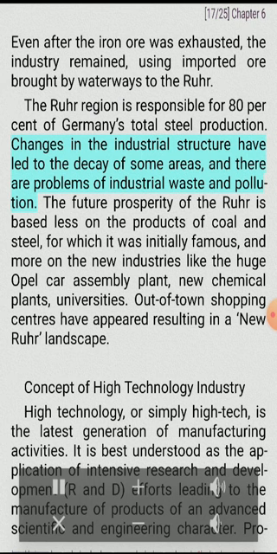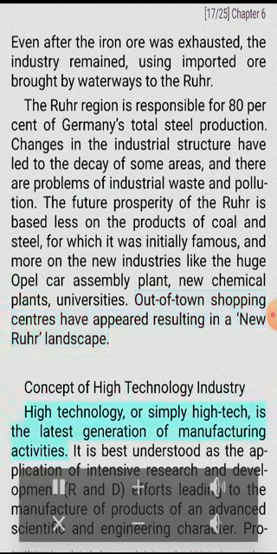Changes in the industrial structure have led to the decay of some areas, and there are problems of industrial waste and pollution. The future prosperity of the Ruhr is based less on the products of coal and steel, for which it was initially famous, and more on the new industries like the huge Opel car assembly plant, new chemical plants, universities. Out-of-town shopping centers have appeared, resulting in a new Ruhr landscape.